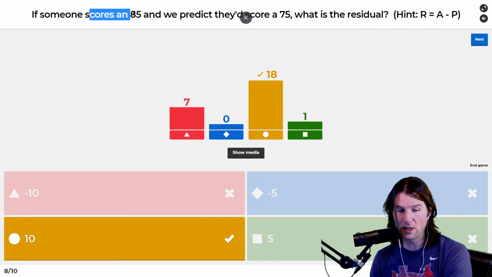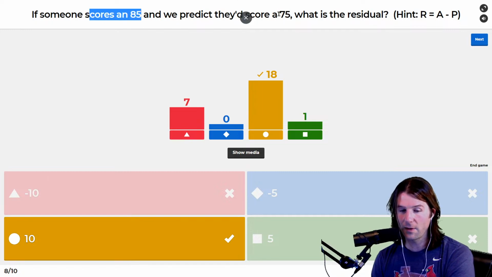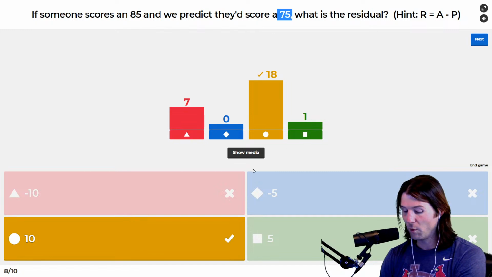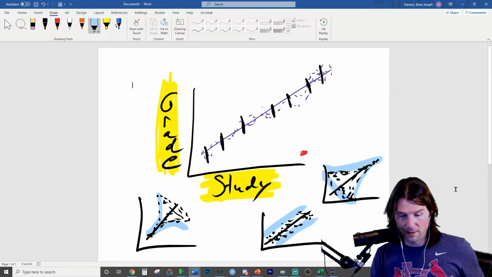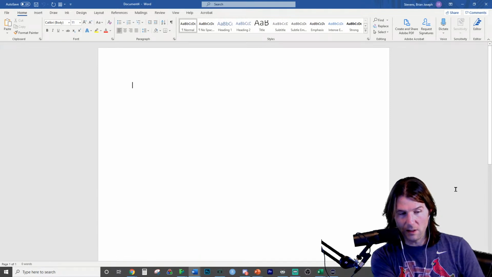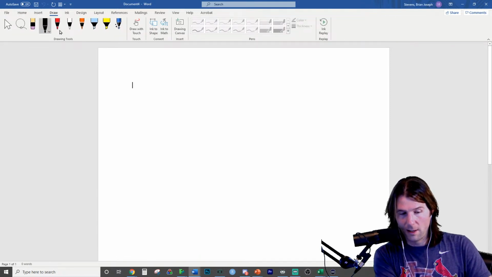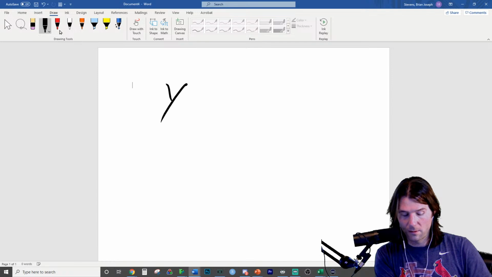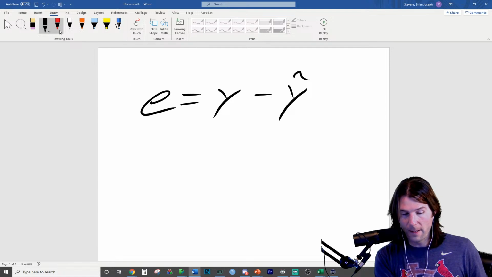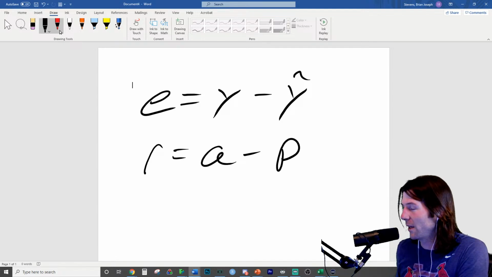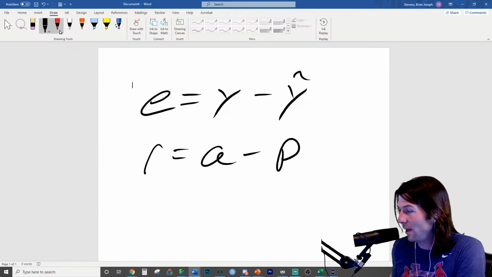So if someone scores an 85, they actually made an 85, and here's their predicted. The formula for residuals, which, yay, formula. E is residual: actual minus predicted. And so the residual equals the actual minus the predicted. You'll see some notation on the next two slides to come.